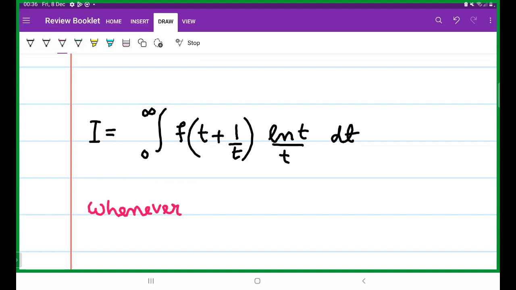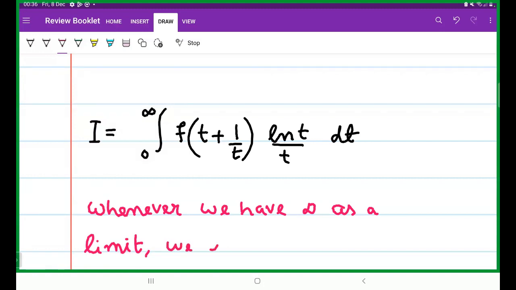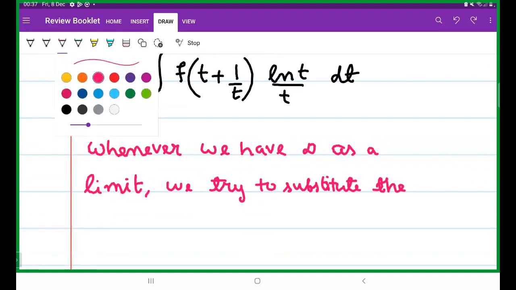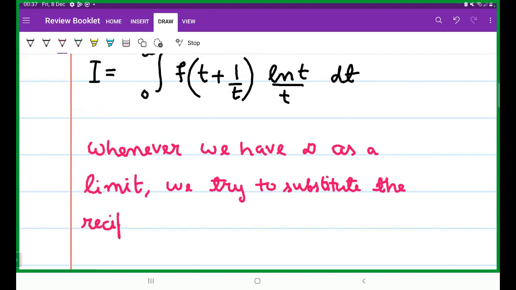Whenever we have infinity as a limit, we try to substitute the variable, or not the variable, I would say, the reciprocal of the variable with another.